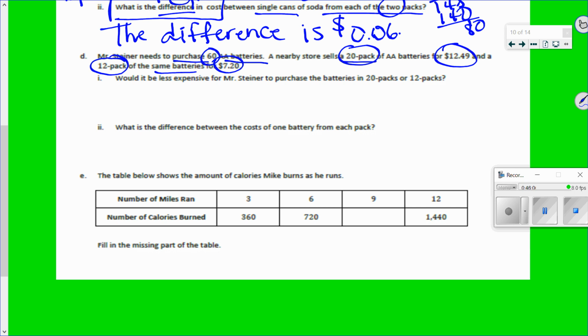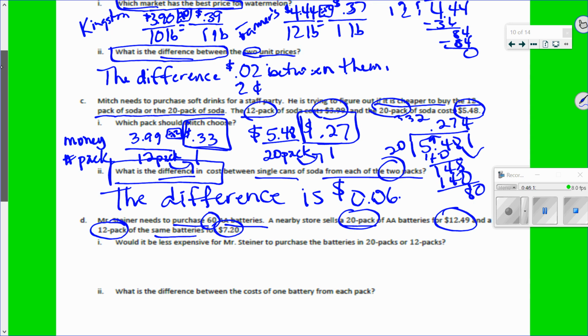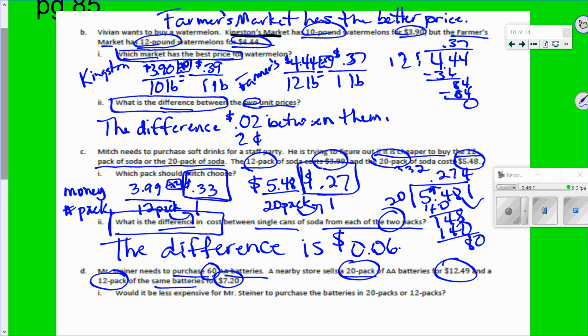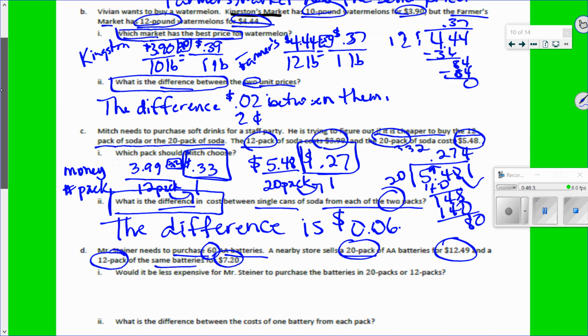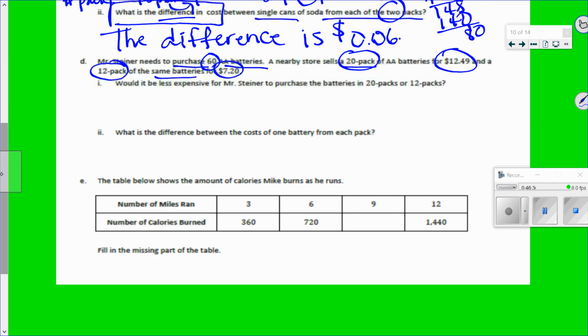Okay, let's see what we've got. We'll look back. We've got several different examples. You're going to set it up the same way. Oh, I thought that was the problem. No. I was just showing you what we've already done.